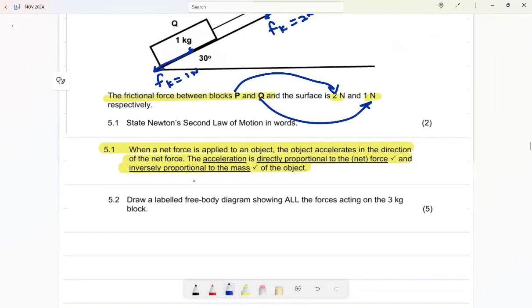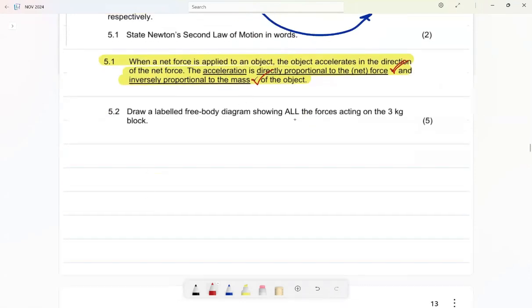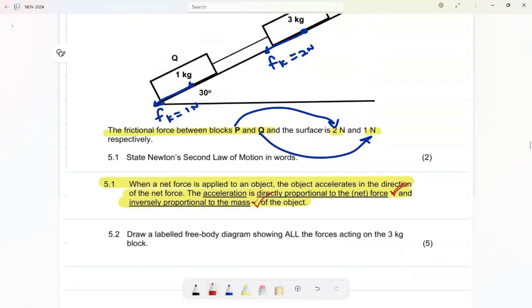State Newton's second law of motion. Remember, it says when a net force is applied to an object, the object accelerates in the direction of the net force. Or you can say when a net force is applied to an object it will accelerate in the direction of the net force. And then this acceleration is directly proportional to the net force, and inversely proportional to the mass. Draw a free body diagram showing all forces acting on the 3 kilogram block.